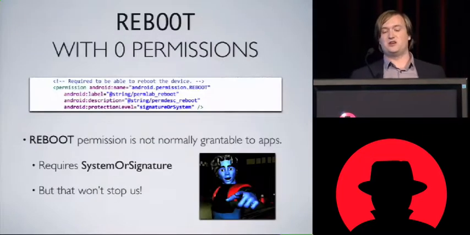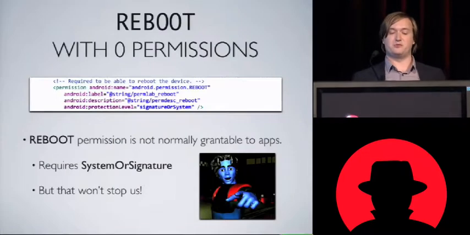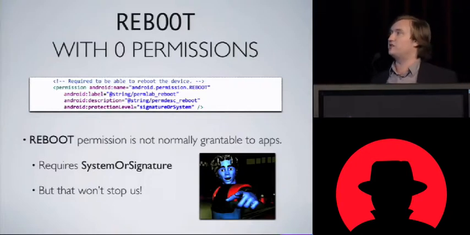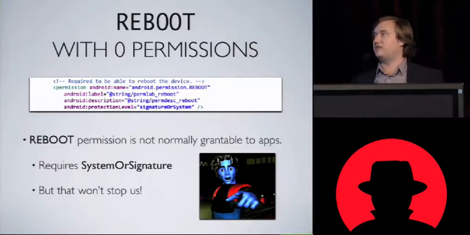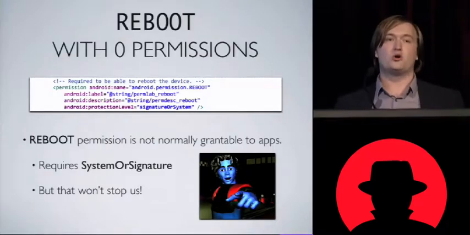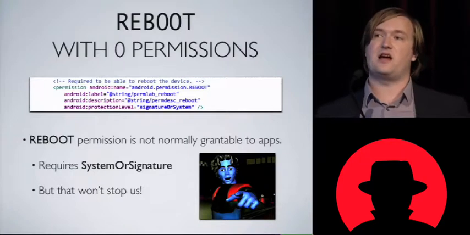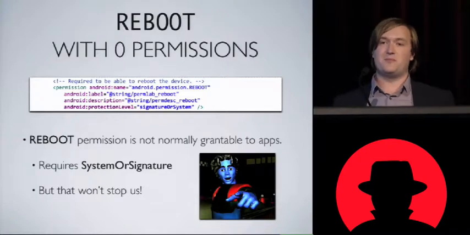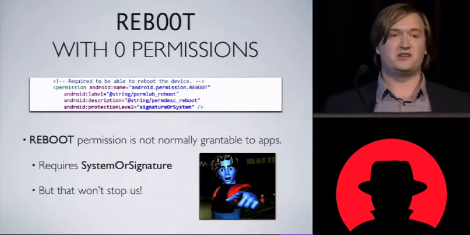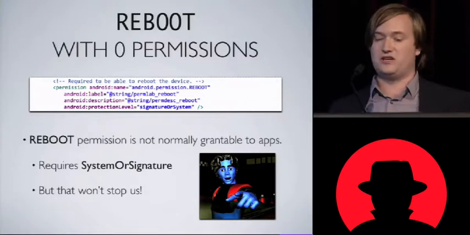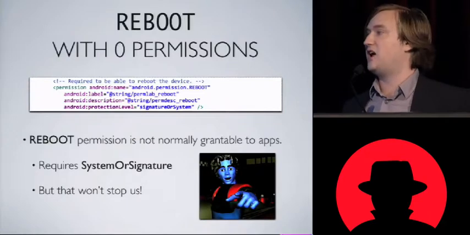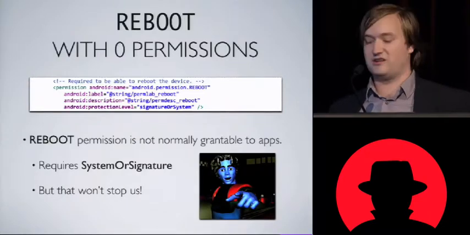So the first thing you can do is you can actually reboot a phone. There's a reboot permission, and this permission is set as protection level signature or system. What that means is that you have to either be on the system partition or you have to be signed by the same signature as the manufacturer of the phone, and therefore most apps can't access this. There's no way to be installed from the market onto the system partition, for example, unless you were already there. But that's not going to stop us.